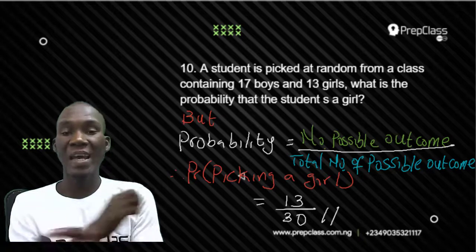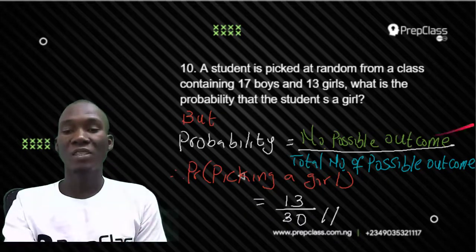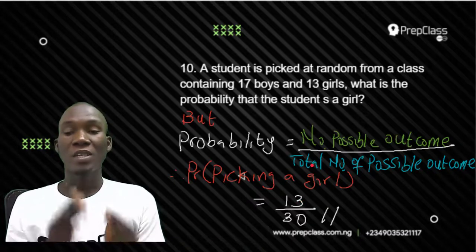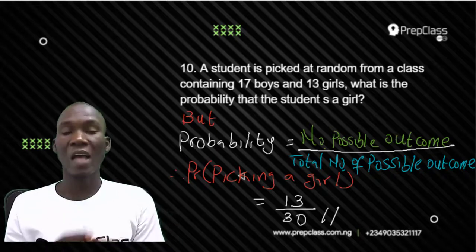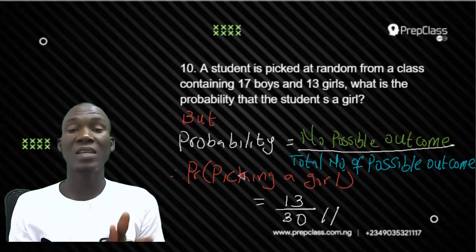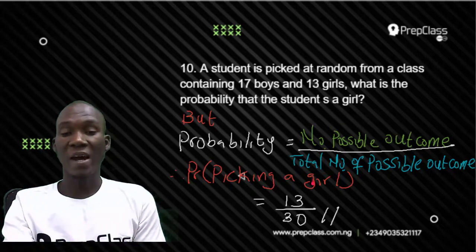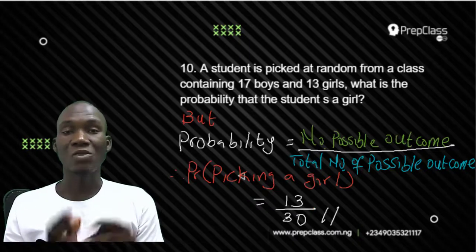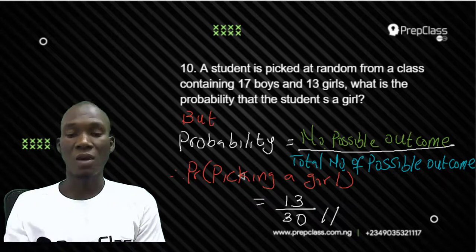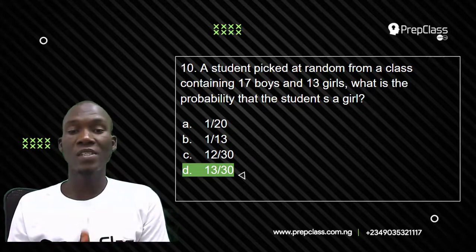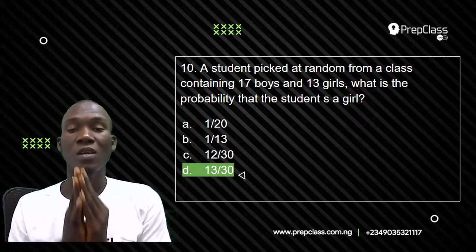So it means we can pick any of the 13 girls. So we have number of possible outcomes to be 13. Total number of possible outcomes is 30. That is the total number of students. How many students are in this class? The students are 17 boys and 13 girls, making 30 in total. So that's why we have divided by 30, and that is the probability of picking a girl in a class containing 17 boys and 13 girls. So the correct option is option D, 13 over 30, which is the probability of picking a girl from a class containing 13 girls and 17 boys.